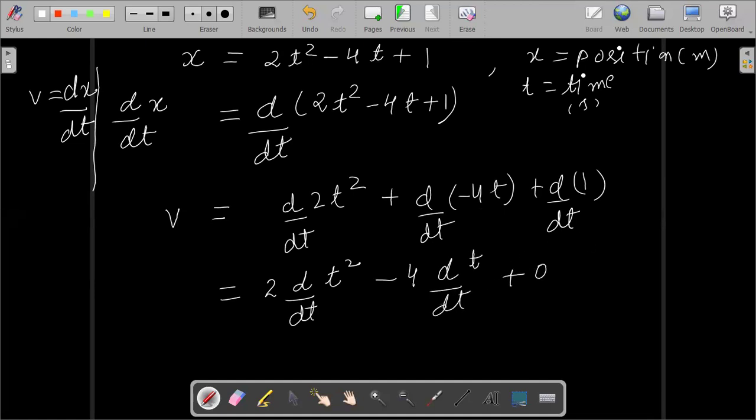Sir, here dt cancel, right, sir? Okay, so they cancel, they make it 1. And here if I apply the formula, I'll be getting 2 multiply 2 multiply t to the power 1. And here I get minus 4 plus 0, so I can leave it. So I got the formula of velocity v as 4t minus 4.